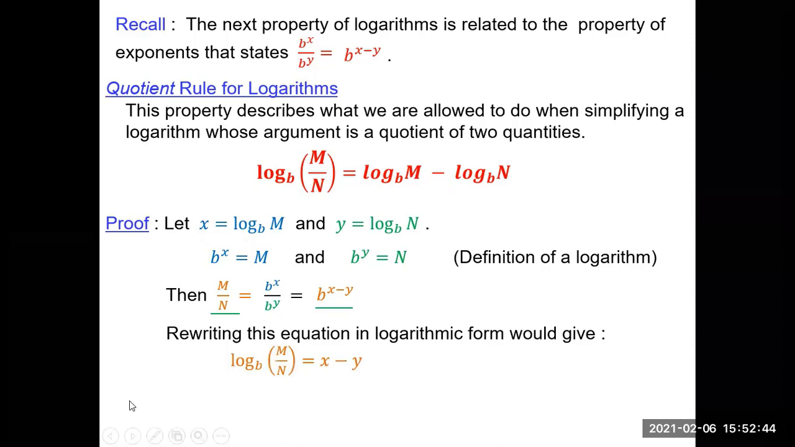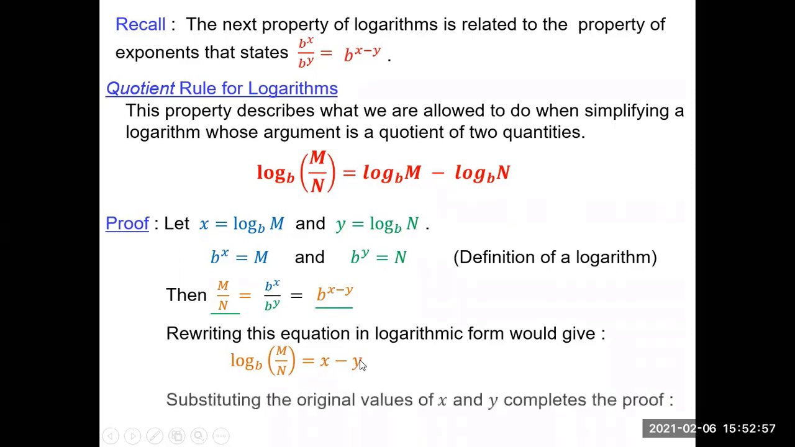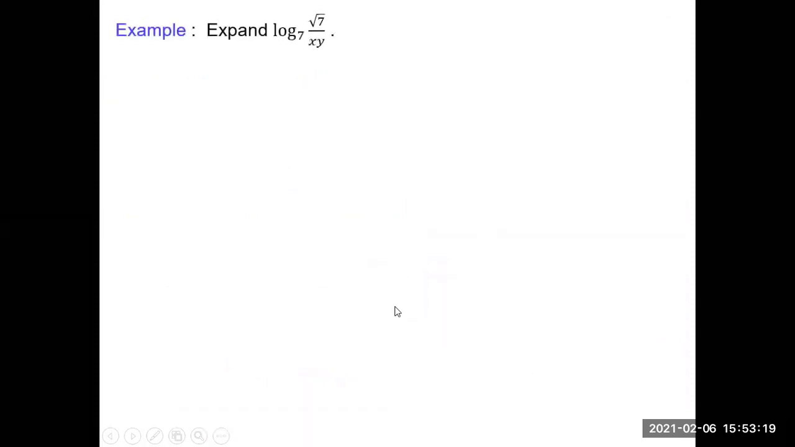But by doing a substitution from the beginning of this proof, x is simply log base b of m, which can be replaced with our x, and y is log base b of n, which can be replaced with y. And therefore my final property is log base b of m over n is equal to log base b of m minus log base b of n. In other words, if you're ever dividing inside of an argument, we can separate it into two separate logarithms through subtraction. So let's take a look at a couple examples now.